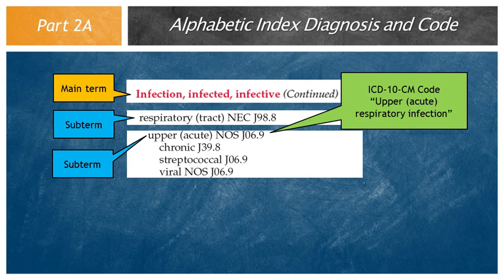But we're not finished. Step 5 is to verify the selected code, in this case, J06.9. We'll verify the selected code within the tabular list to ensure it is the correct code. Stop and close the presentation. Turn to the first page in the tabular list of the ICD-10-CM Coding Reference Manual before you continue with Part 2B.